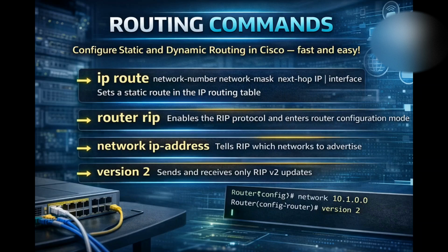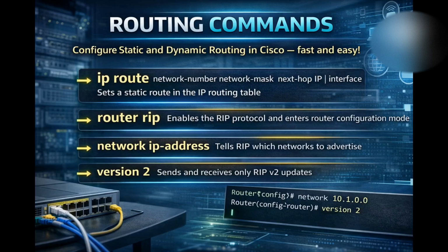First, IP route, followed by the network number, subnet mask, and next hop IP address or exit interface. This command sets a static route in the IP routing table, giving you manual control over traffic paths.